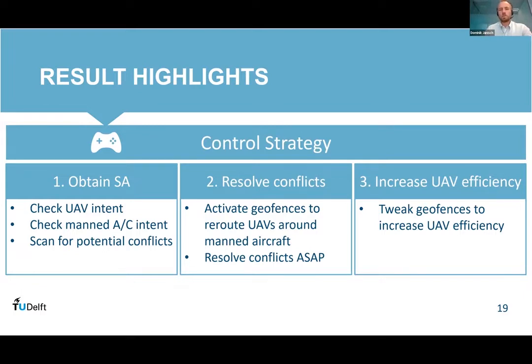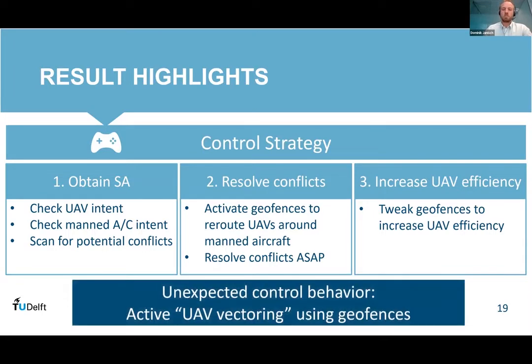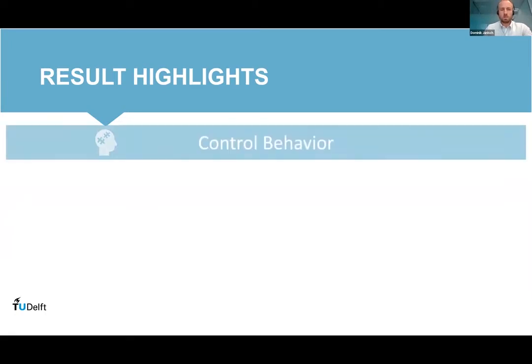Now, from this strategy, we didn't really see anything out of the ordinary. This is something that we had expected. However, what we did find very surprising was the very active nature that tower controllers wanted to use on the UAVs. In particular, they wanted to apply the same sort of vectoring strategy that is used in tower control, or in control in general, on this UAV traffic within the traffic region. And this caused a series of problems, which I would like to now go into a bit further when I'm talking about the control behavior.